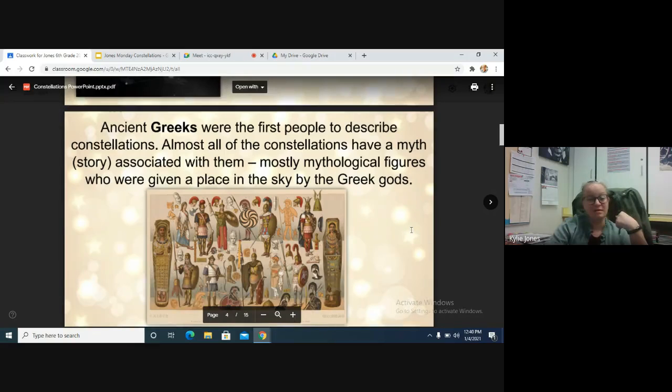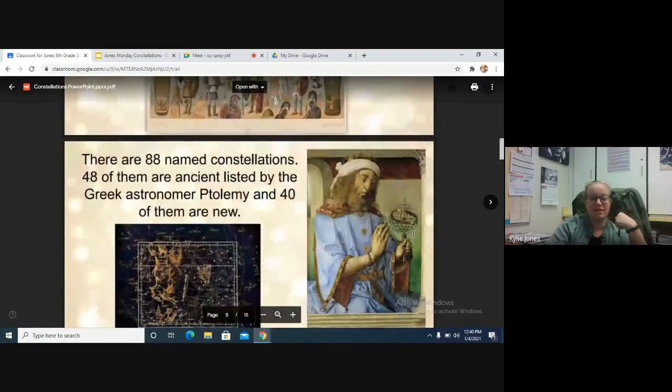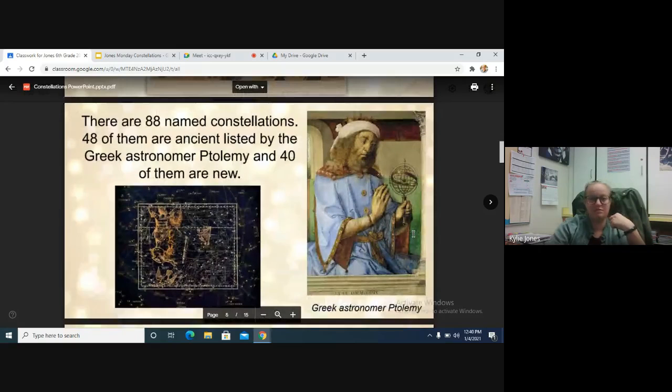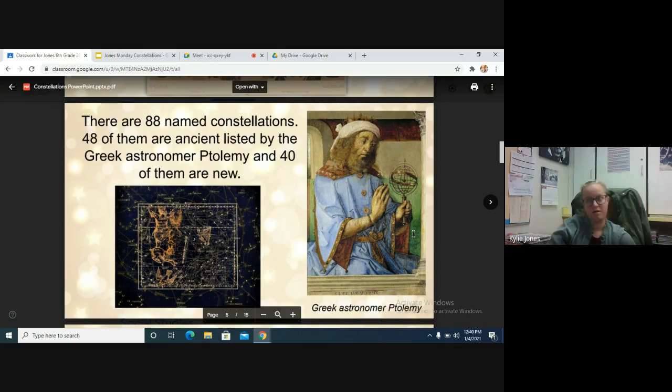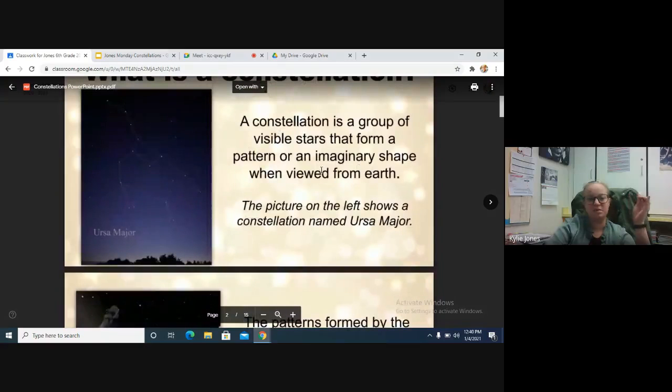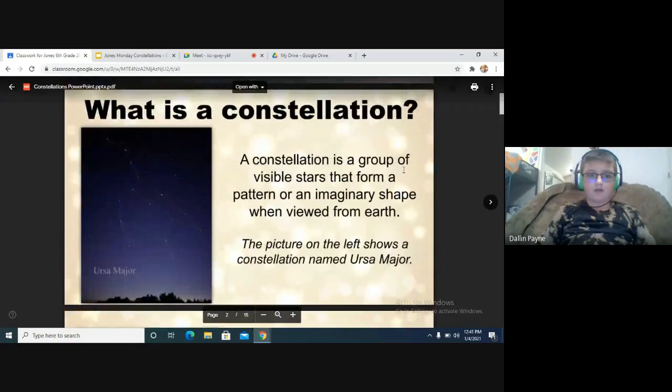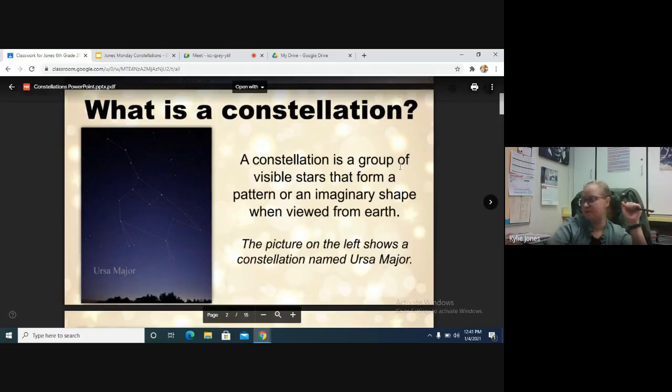So, yeah. Our next slide says that there are 88 named constellations. 48 of them are ancient, listed by the Greek astronomer Ptolemy, and 40 of them are new. So one ancient Greek astronomer found 48 of these constellations in the sky, and then 40 of them after that have been discovered throughout the years. The Great Dipper means the Great Bear. The Great Bear. So that's Ursa Major in that first slide then, right? Yeah, it's probably supposed to be a bear. The Great Bear, that's what it's called. That's what it says. Yeah, that's probably what it's supposed to be then, a bear.